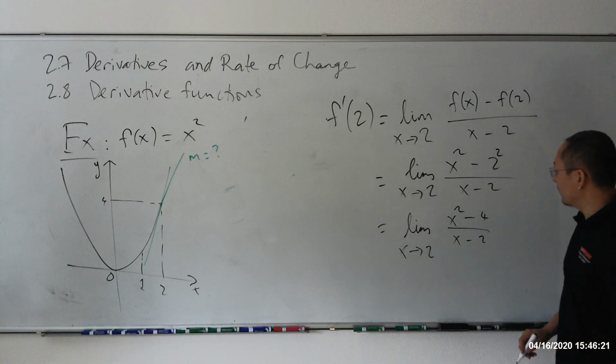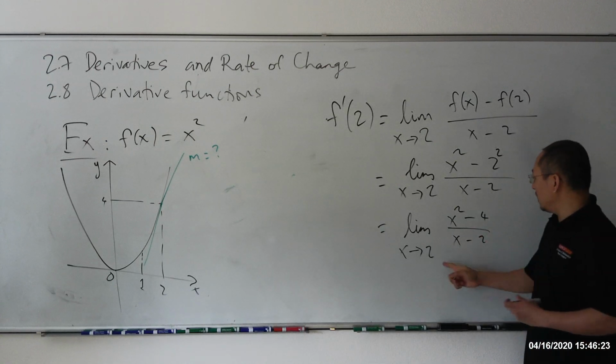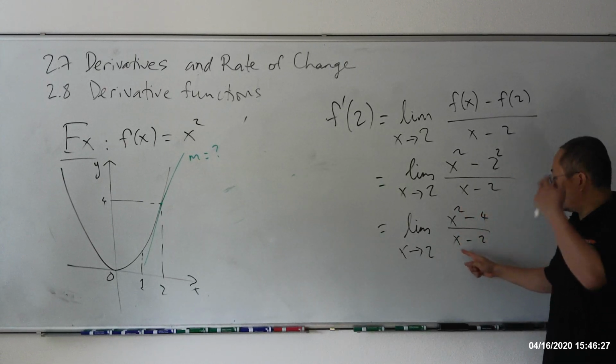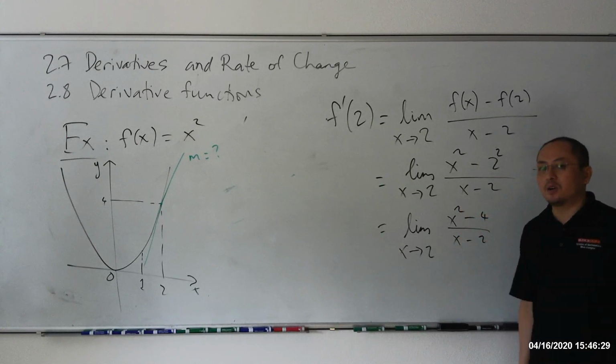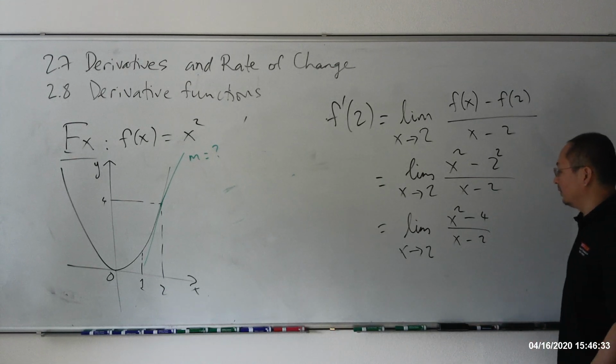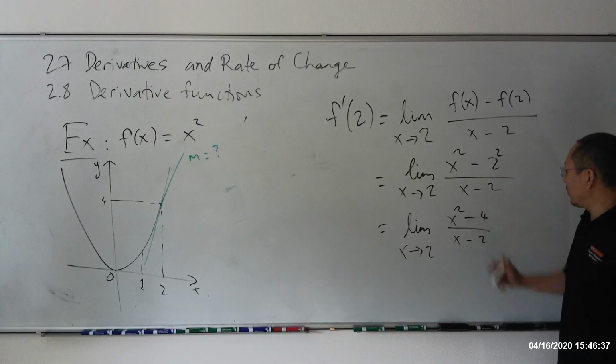2 squared is 4. First of all, I tried to plug in 2. I got 2 squared is 4 minus 4 is 0, and 2 minus 2 is 0. I got 0 over 0, so it doesn't give me anything. I cannot say that the limit is equal to 0. That is incorrect. Somehow I try to simplify.